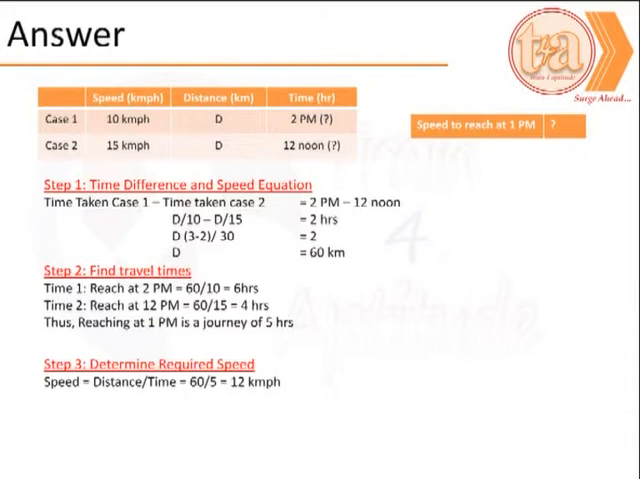The next step is to find the time in each of these scenarios. So time 1, when he reaches at 2 pm, is 60 kilometers divided by 10, so 6 hours of journey. Similarly, in the second case, it would be 4 hours of journey. If he has to reach the destination at 1 pm, he has to do a journey of 5 hours. The final step is to determine the required speed. Speed is nothing but distance by time. On solving, we find it as 12 kilometers per hour.